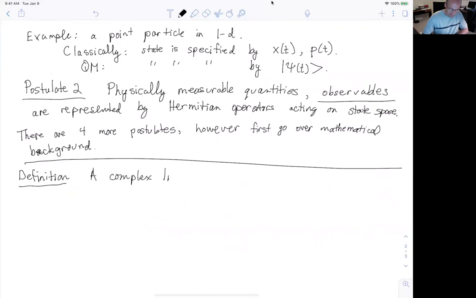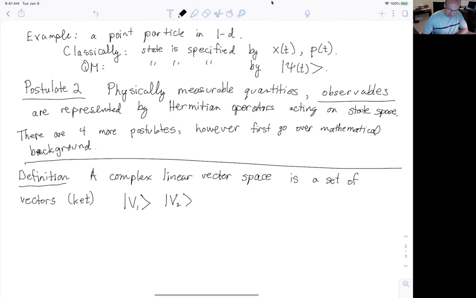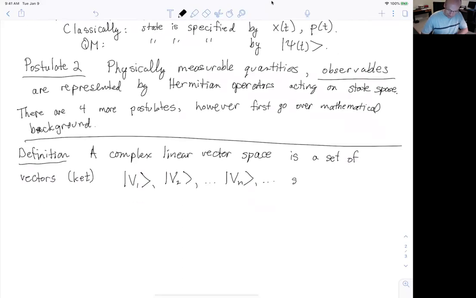Okay, complex linear vector space. It's a set of vectors with some properties. And by the way, vector is an exact synonym for ket. They're exactly the same thing. Let's call them V for vector, and we might give them labels 1, 2, 3, et cetera, up to n, and they might go on forever, or they might not. But in any case, they have to satisfy the following properties.